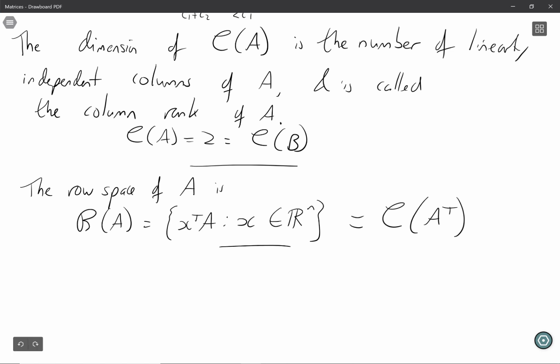So a key theorem in linear algebra is how the row rank, that's the dimension of the row space of A, relates to the column rank of A. Well, let's think about that. Let's just do it by demonstration.